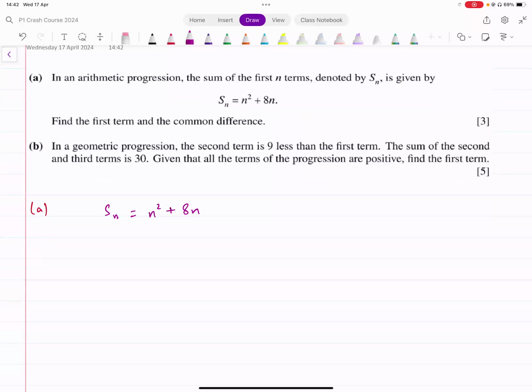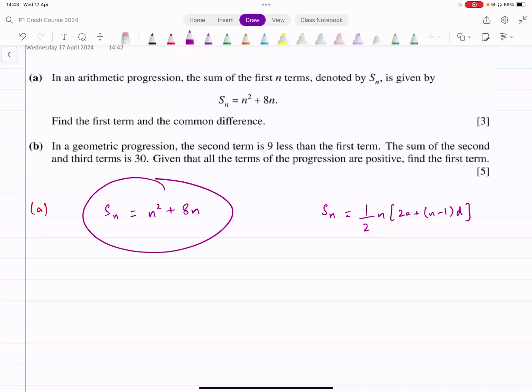Now, what's the general sum formula for any arithmetic progression? That looks like this: half n into 2a plus n minus 1 times the difference. This is the formula that they have given us in the question. They're saying for this particular arithmetic progression, the sum is given by n squared plus 8n. But in general, the formula looks like this.